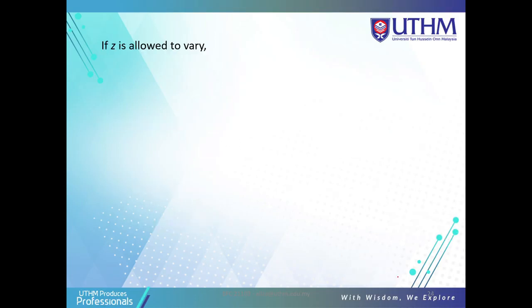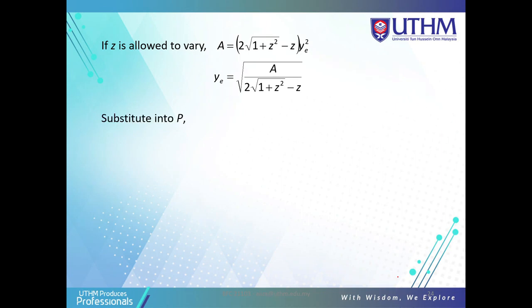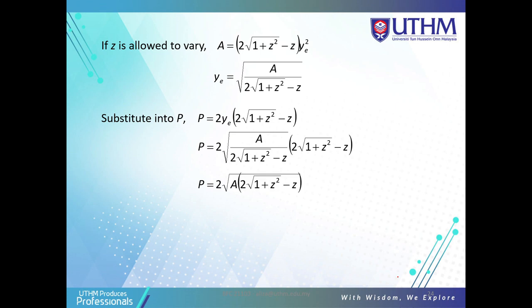If Z is allowed to vary, just put the Z here. If Z is needed, so if Z is allowed to vary, A in terms of Z, you just change the Y, change the Y to be in terms of A and Z. Substitute into P, so you get the value of YE, and you get the dP over dz. You just calculate again, as A is a constant.